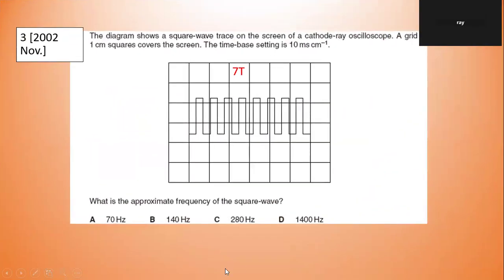Let's try this one. Diagram shows a square wave traced on the screen of a cathode ray oscilloscope. A grid of 1 cm square covers the screen. This is 1 cm. The time base is set at 10 millisecond per cm. What's the approximate frequency of the square wave?